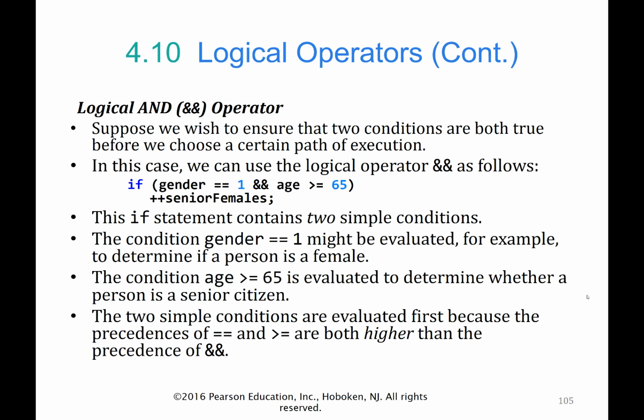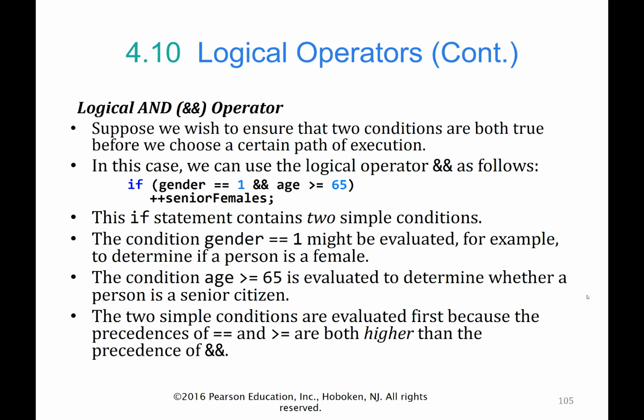If gender is equal to 1 and age is greater than or equal to 65, in this particular example, 1 is a female, so we've now incremented the number of senior females, or golden female citizens. Both conditions have to be true in order to increment. Else if age is greater than or equal to 65, number of senior males plus plus.